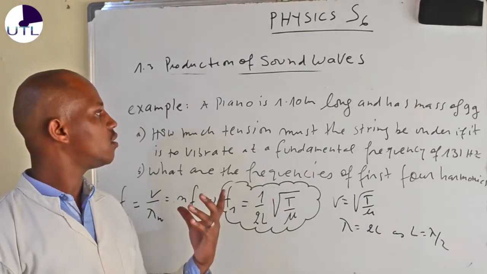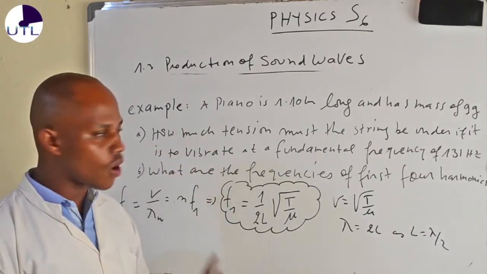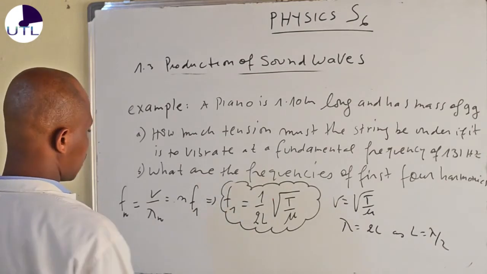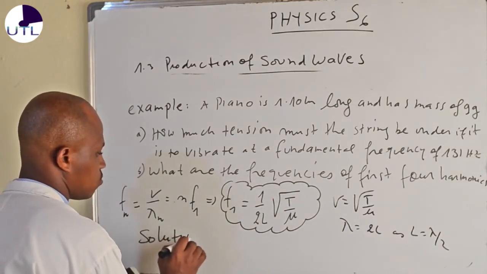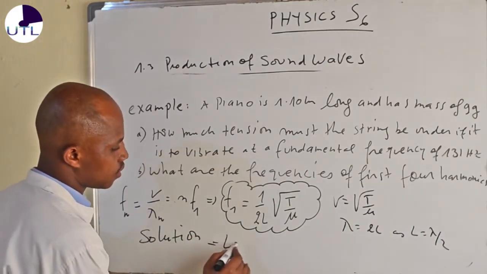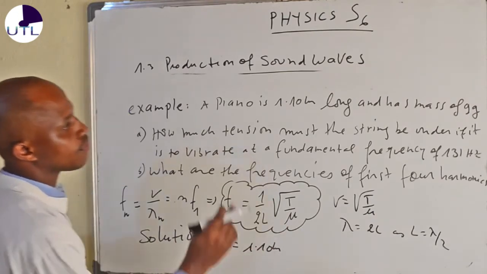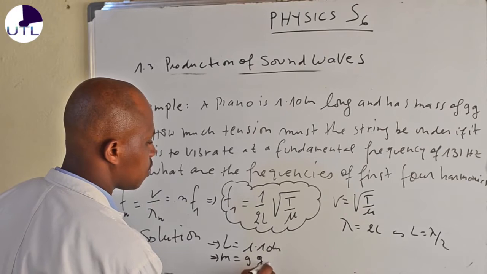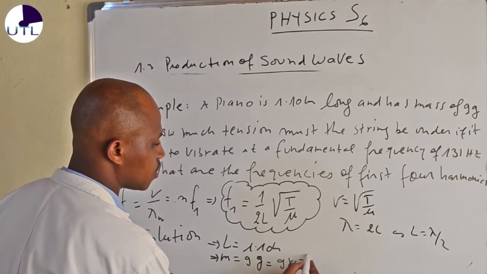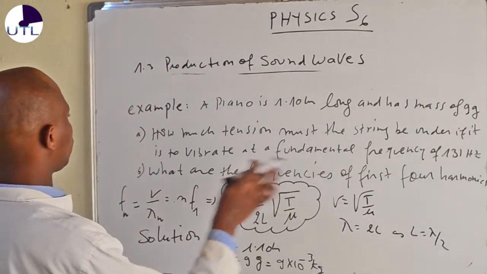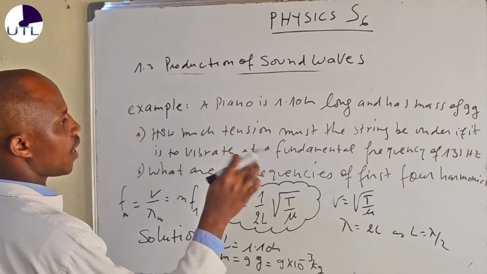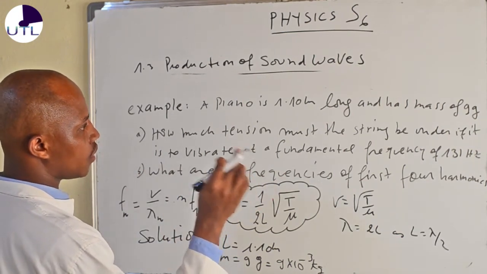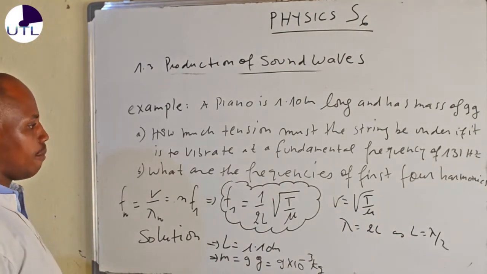Let's come back to our question. A piano string is 1.10 meter long, so we have some data. Solution. We have the length, that is 1.10 meter, and we have the mass, 90 grams, that is 9 times 10 to power negative 3 kilograms. How much tension must the string be under if it is to vibrate at a fundamental frequency of 131 Hz? Now, let us first find the fundamental by using this formula.